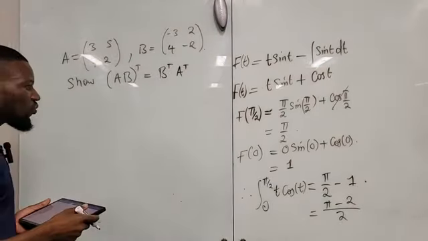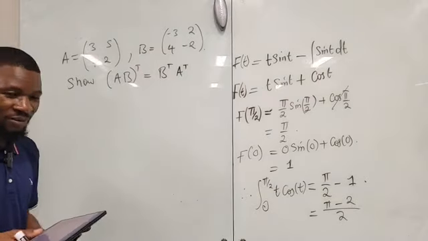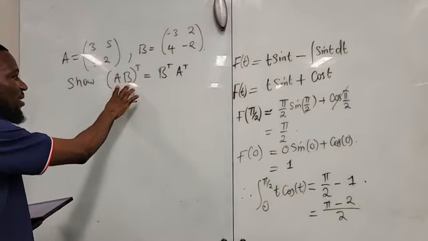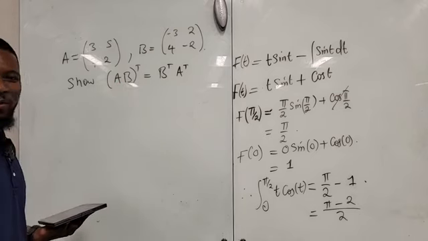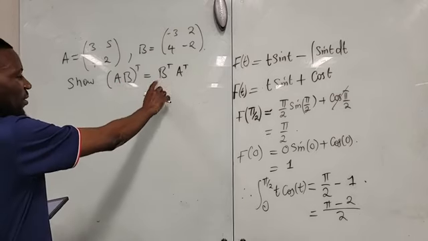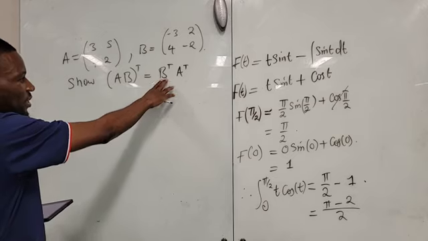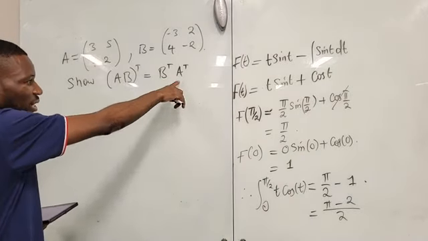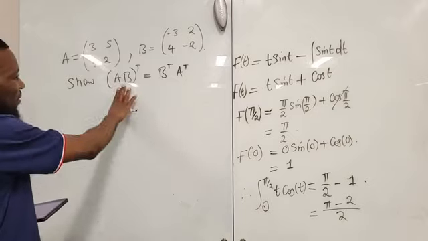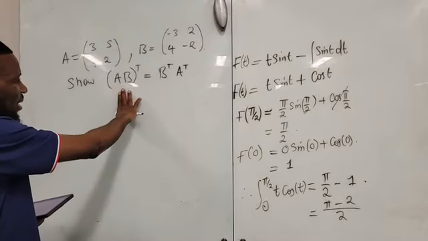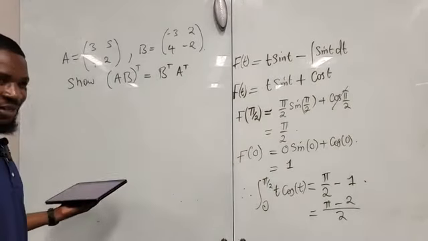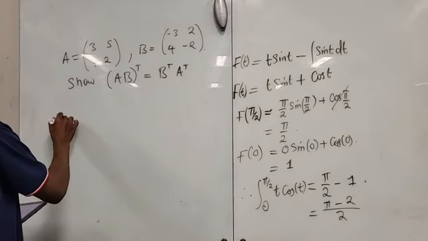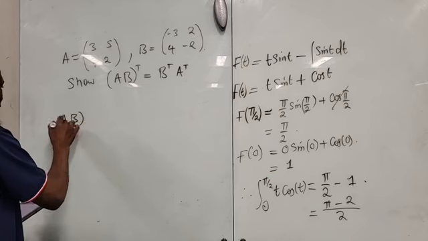This is very simple again, because we're just finding the product AB, then taking its transpose, then showing and seeing if it is equal to what we get if we first take the transpose of B and multiply it with the transpose of A. If the left side is equal to the right side, then we are done. Okay, so first of all, we have AB.